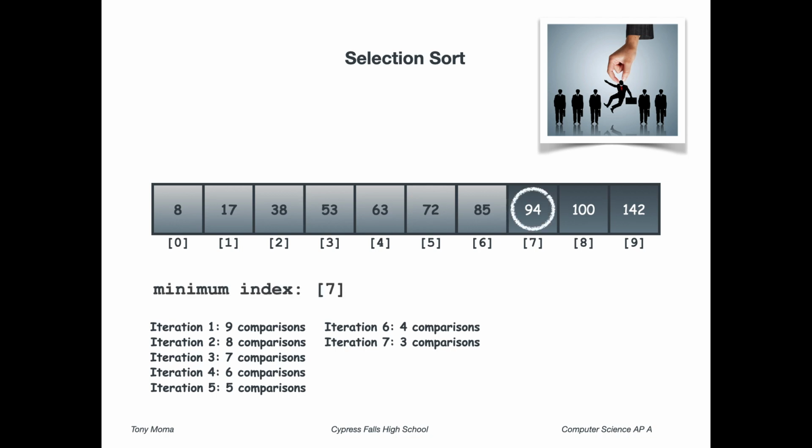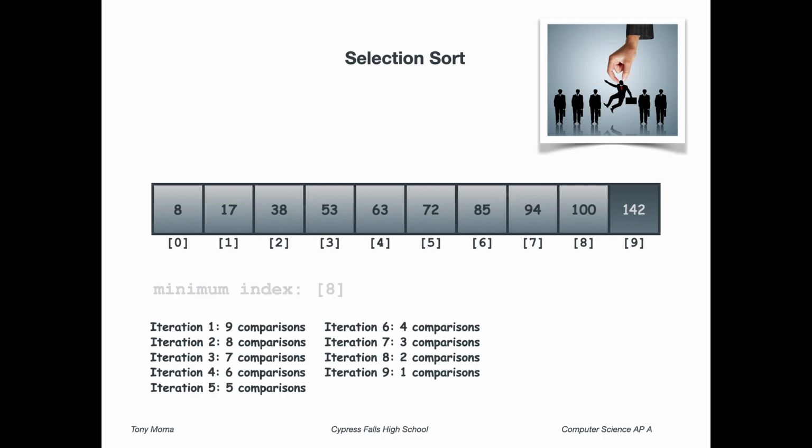Next, minimum index set to 7, 94 compared to 100, larger, 142 larger. And that completes that iteration. And here, with no swapping necessary, we simply finalize 94 at that position, and we only needed 2 comparisons during that 8th iteration. Iteration 9, we set 8 to the minimum index, compared to 142. 142 is larger, so we do nothing. And once again, no swapping necessary, we simply finalize that position. And only 1 comparison was done during that iteration. And then for the 10th and final iteration, no comparison needed, we simply finalize that value.